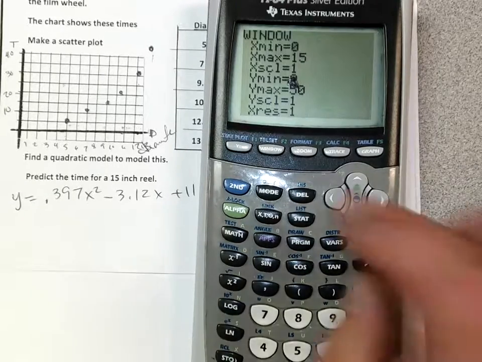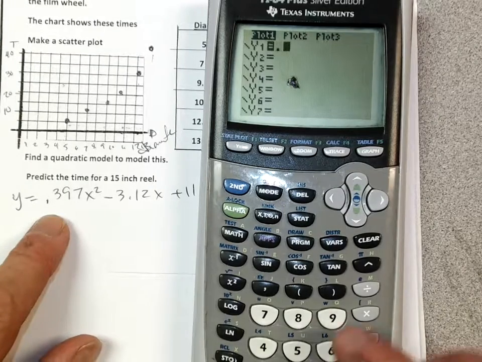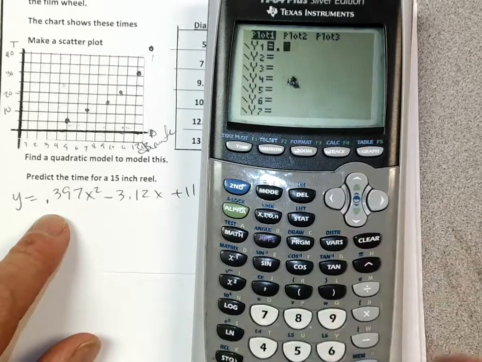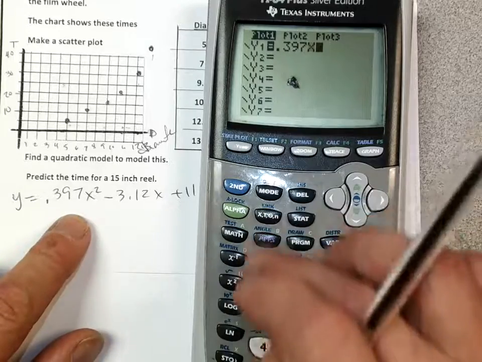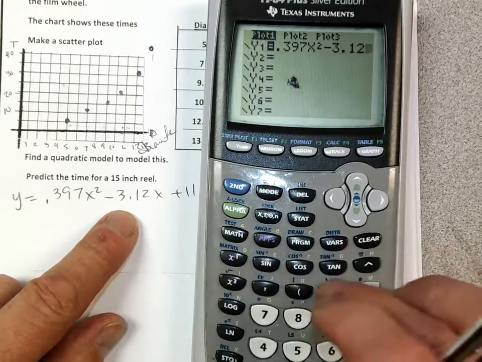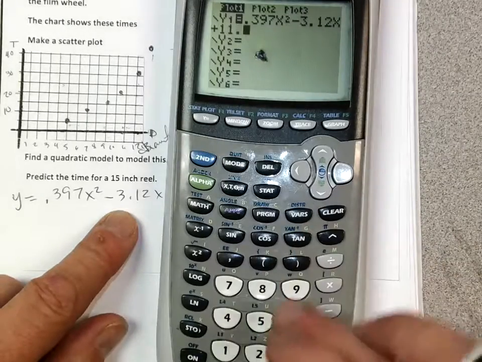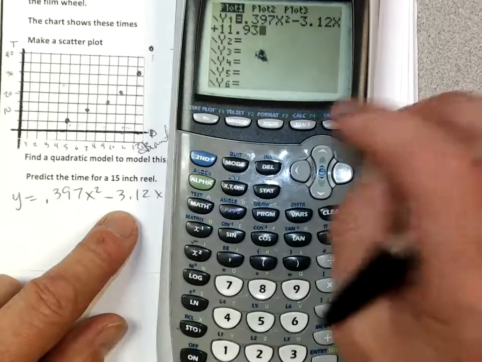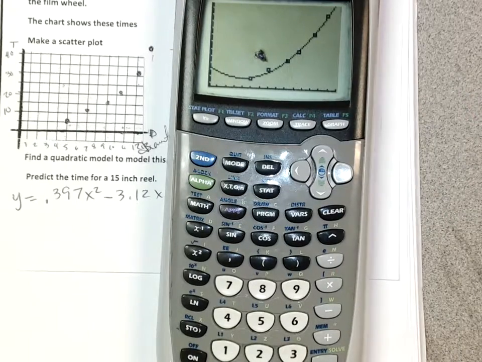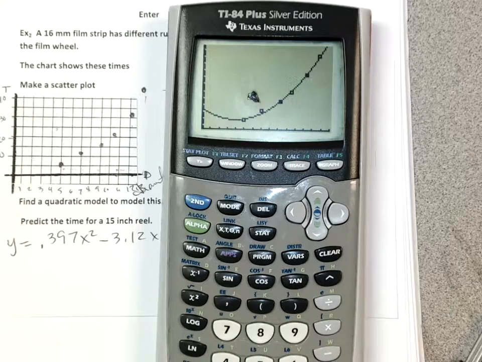Now, y equals 0.397x squared minus 3.12x plus 11.93, and let's see what it looks like. That's what I got. Looks pretty cool, doesn't it? One of them's off though, a little bit. I want to bring that up, okay?